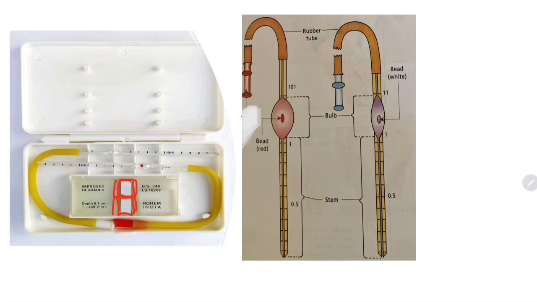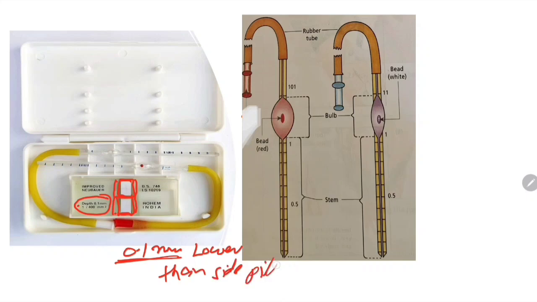Here the depth is also mentioned as 0.1 millimeter. What does depth 0.1 millimeter mean? This side pillar is higher than this central platform. The central platform is exactly 0.1 millimeter lower than the side pillar. So we can say this side pillar is 0.1 millimeter higher than this central platform, or this central platform is 0.1 millimeter lower than this side platform.